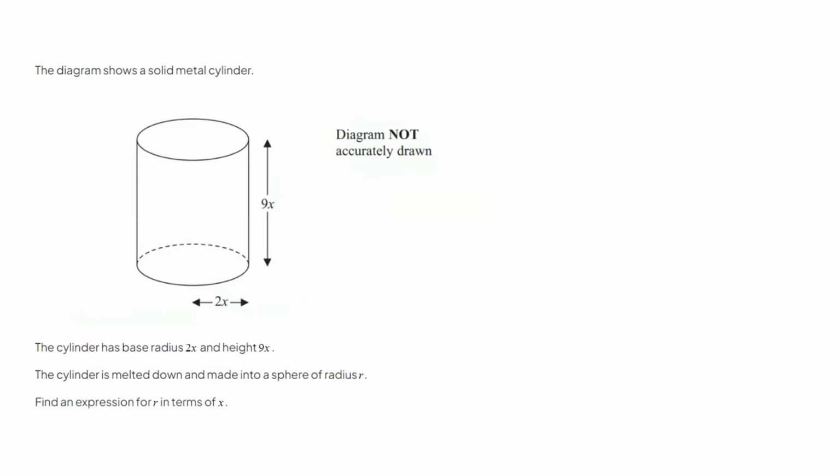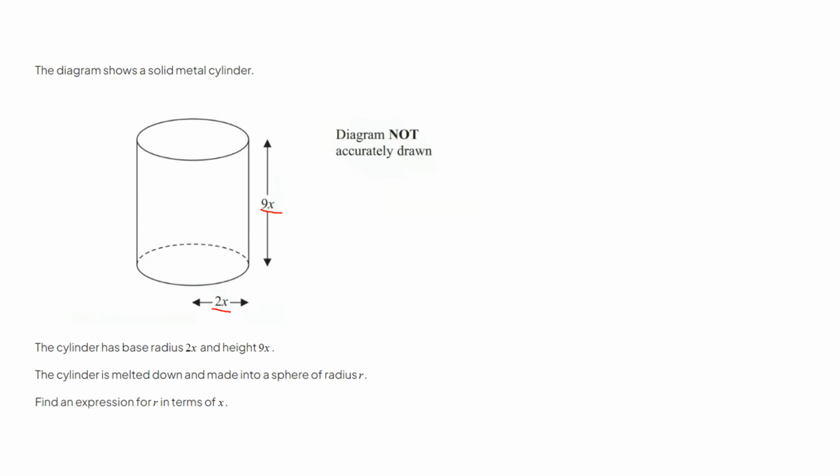What about this example, where this time we're told that the lengths are in terms of algebra, 9x and 2x. We melt down this cylinder to get a sphere of radius r. So what is r going to be in terms of x?